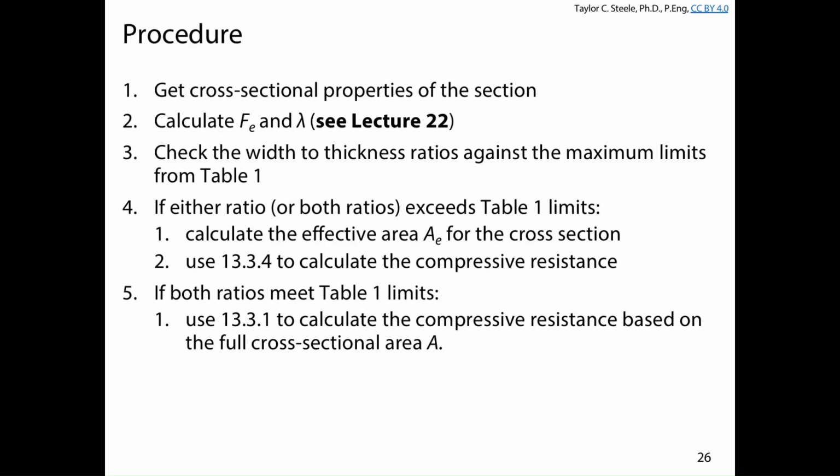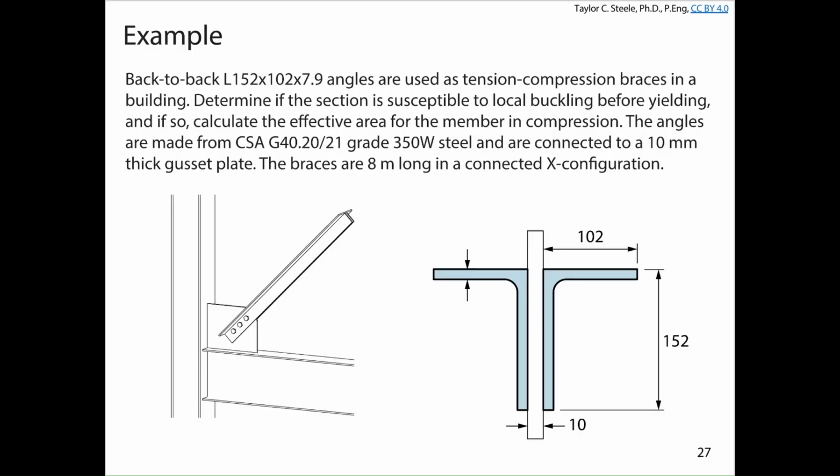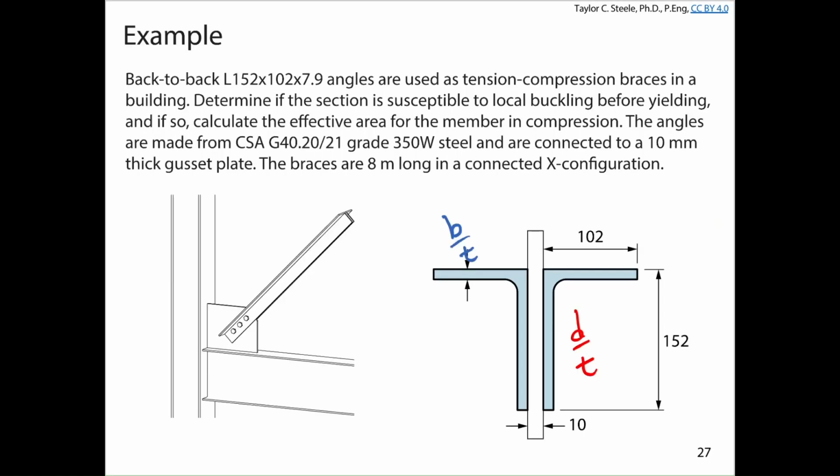So how do we start this problem? What's the first thing we need to do? We're not going through this entire procedure, but we do need to get some cross-sectional properties. Because basically what we need to do is check B over T for the short legs and D over T for the long legs, and we need to compare those to the Table 1 limit for local buckling.